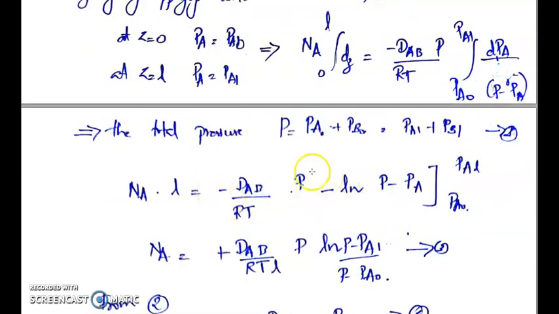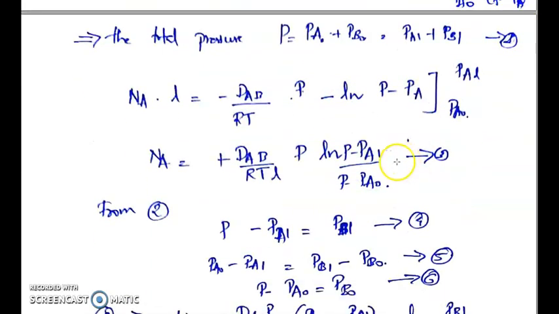So let's simplify it. I'll get Na into L is equal to minus Dab by RT into P minus ln P minus Pa from the limit Pa is 0 to Pa. I have written like this because the integral of 1 by P minus Pa is ln P minus Pa. So let's apply the limits, and solving we will get Na is equal to Dab by RTL P into ln P minus PaL by P minus Pa0.